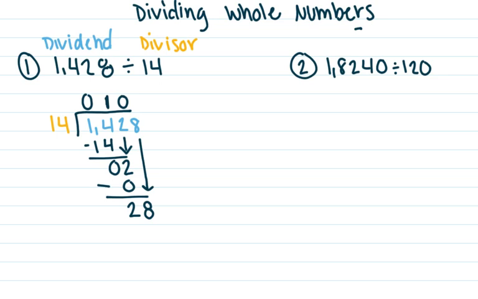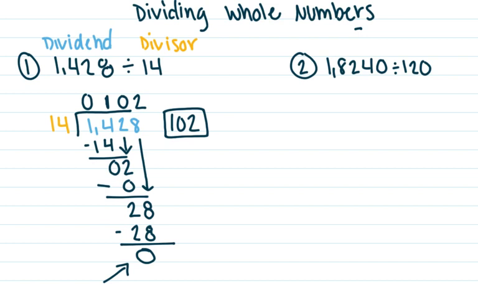14 goes into 28 2 times. 2 times 14 is 28. I subtract, I get a 0, and that means that I am done. I have no more numbers left to divide into. I got a 0 down here at the bottom. This is really important, and so that means that my number is finished. I have a final answer, 102.